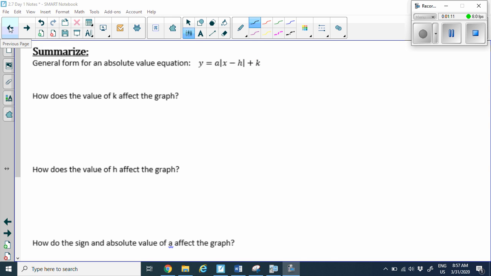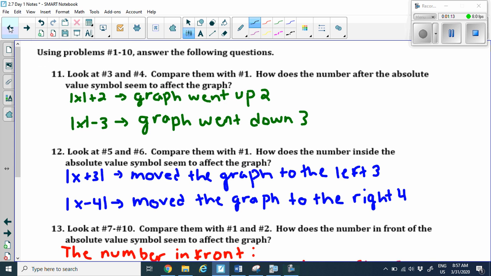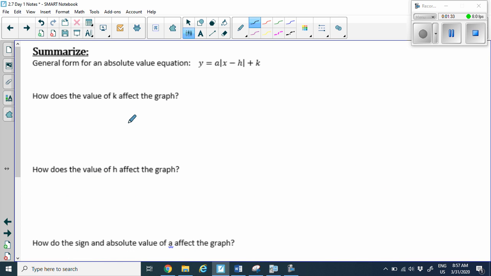Now I'm going to go back to our observations that we did before. So our k is going to be the value outside. Remember on number 11, we talked about how that value outside affects our graph. Well, we said that the graph went up. So on both of these, they either went up or down, but they went vertically. So that's basically what the k value does.